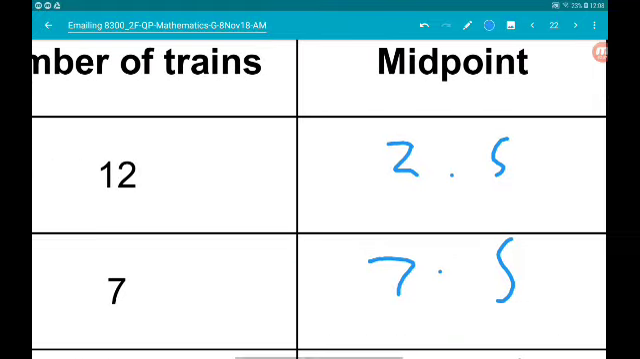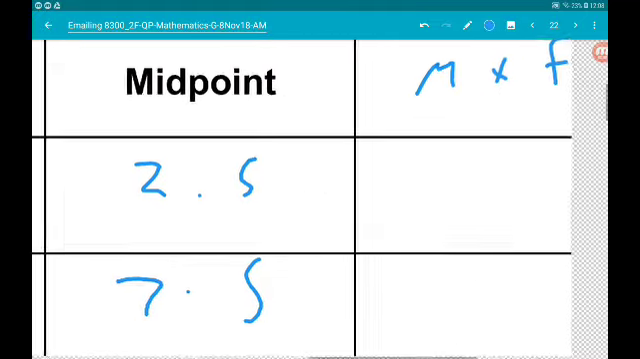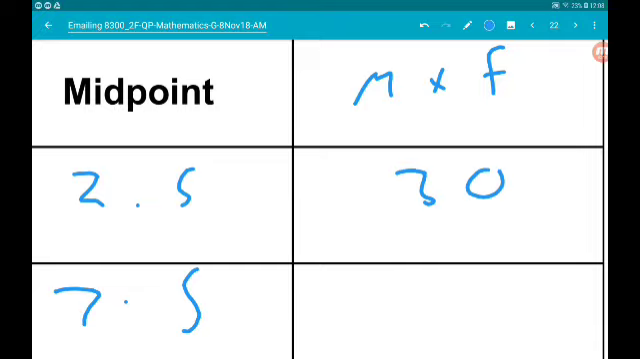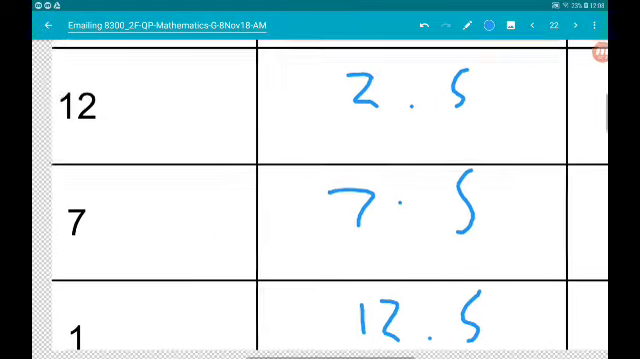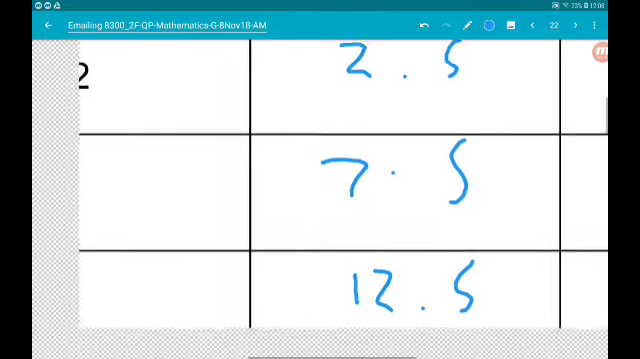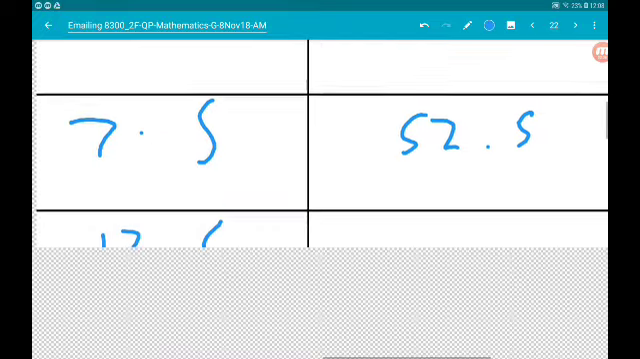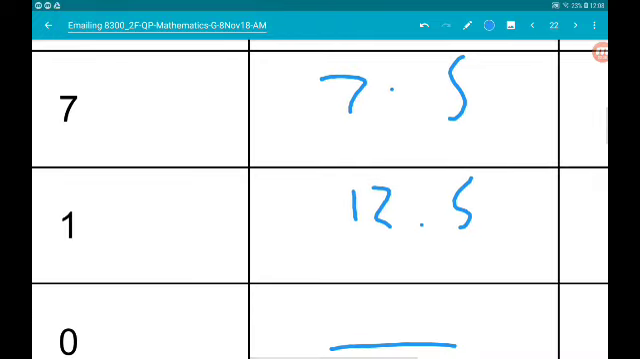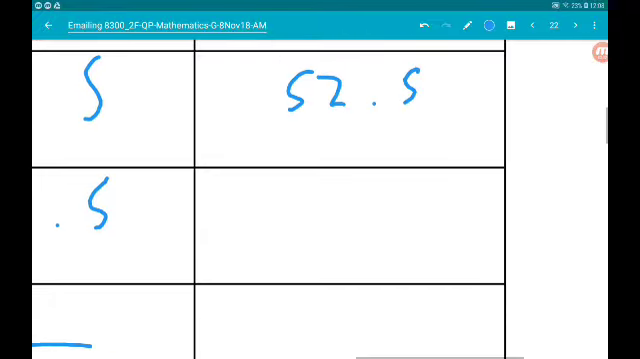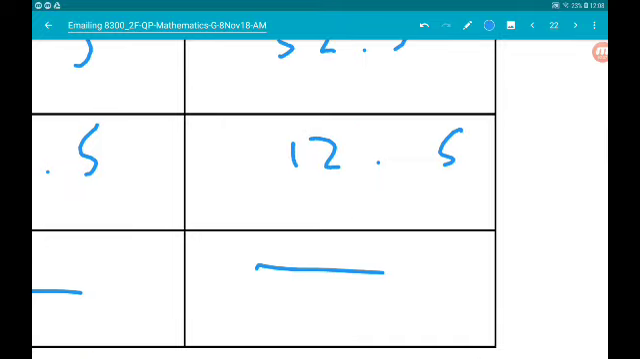So we do 12 times 2.5, which gives us 30. 7 times 7.5 is 52.5. Use your calculators, remember. And then we've got 12.5 times 1, I can do that. That's 12.5. There's nothing in that last one.